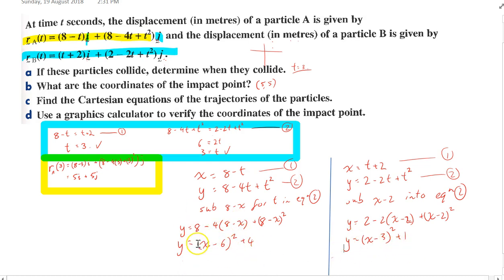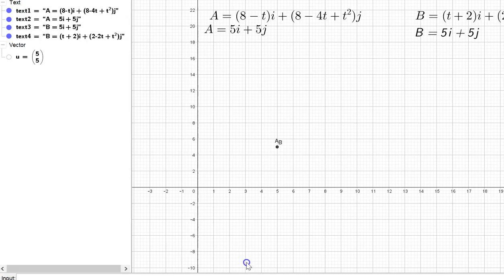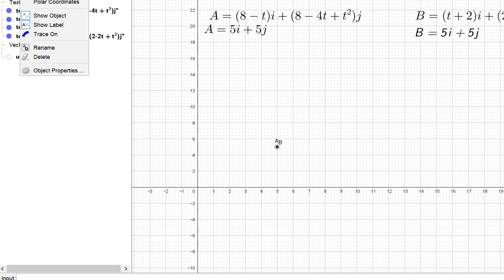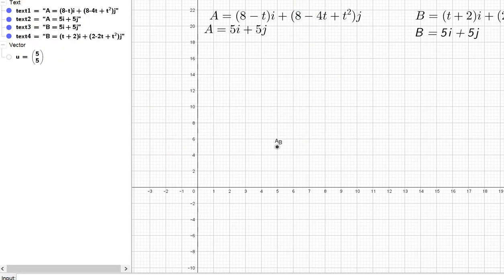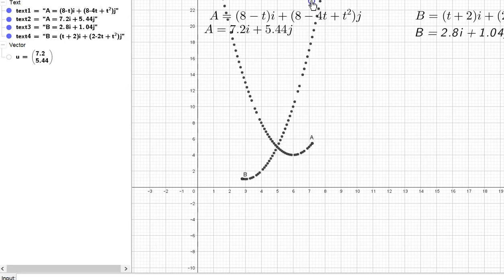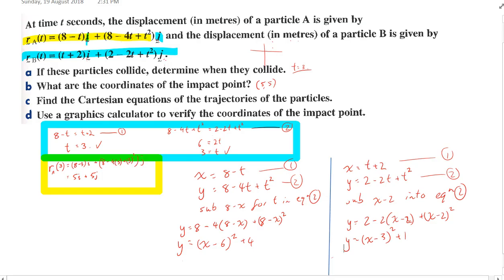And if I jump back to GeoGebra real quick, if I put a trace on A and B, put a trace on these guys, the equations that they're tracing are the equations that we found.